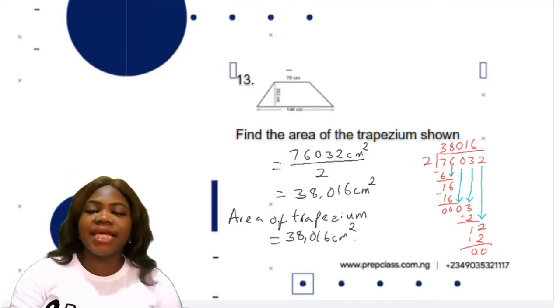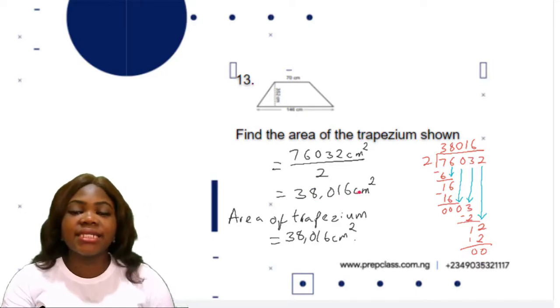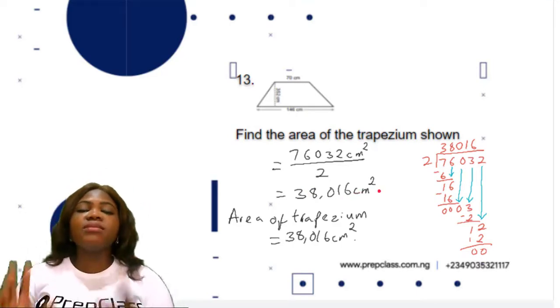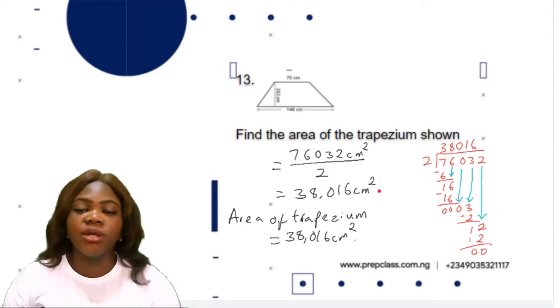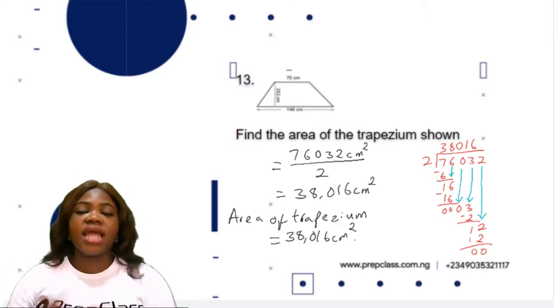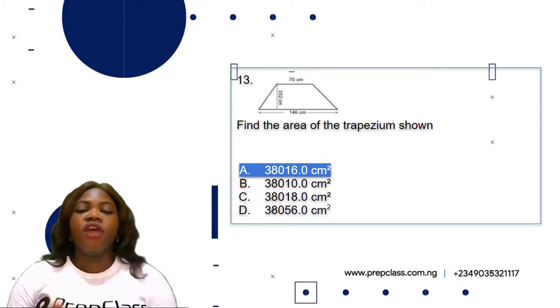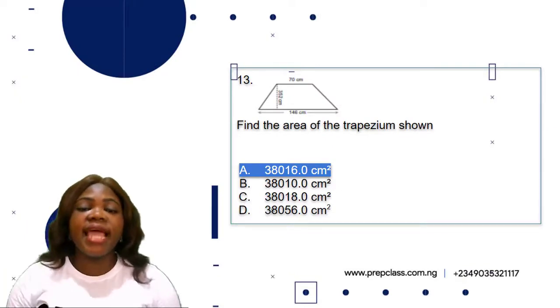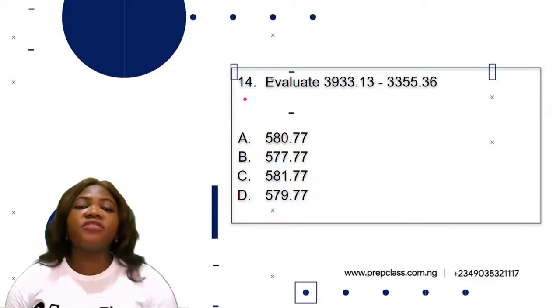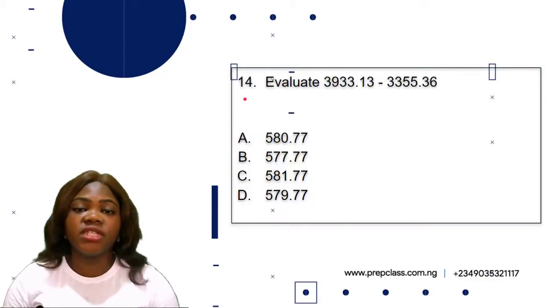Okay, and that is 38,016 centimeter square. So this means that the area of this trapezium is 38,016 centimeter square. So which of the following options is correct? Of course, the correct option is A, 38,016.0 centimeter square. Check. Now to the final question in this video, question 14.